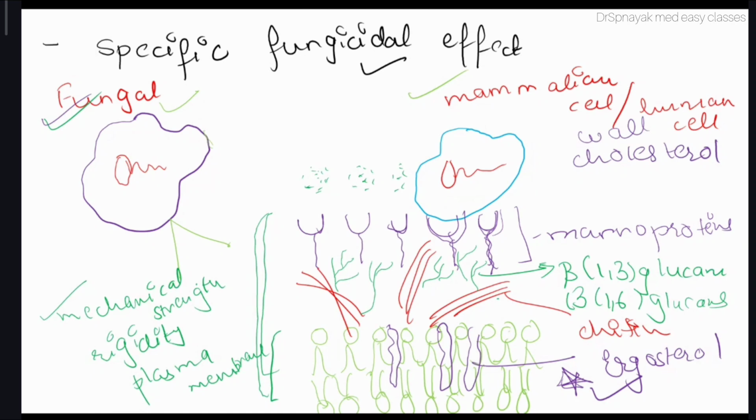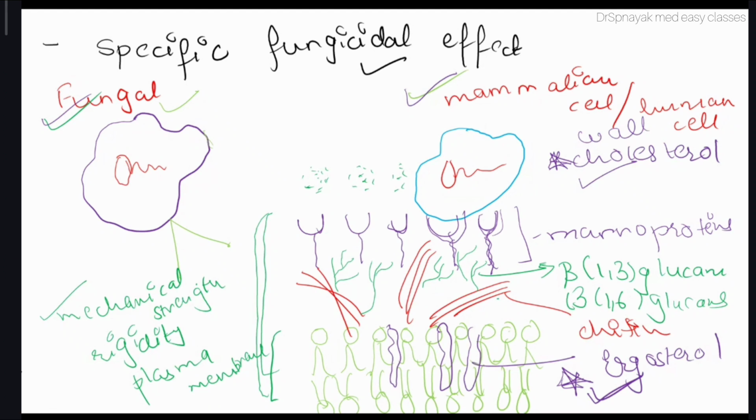This ergosterol maintains the integrity of the fungal cell membrane, whereas in the mammalian cell the major sterol present in the cell membrane is cholesterol. So this is a very important difference. In the mammalian cell, the major sterol is cholesterol, and in the fungal cell, the major sterol is ergosterol.